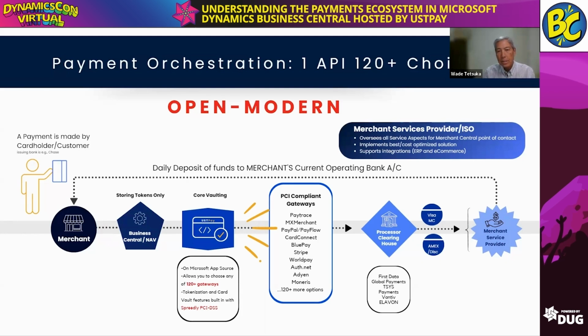But this is the difference between what I previously showed, a closed monoline solution versus an open modern solution, which gives you a lot more flexibility and choices. Obviously, you're not going to use all 120, but from a developer perspective, this is a dream because the developer wants to only have to deal with one ISV solution, one integration, which would allow the capability to then choose whatever gateway or processor you would want to work with.